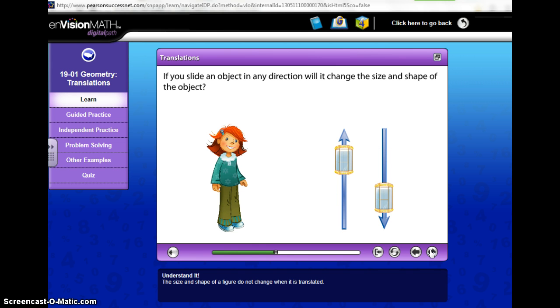Now, if you slide an object in any direction, will it change the size of that object? No. Will it change the shape of the object? No.